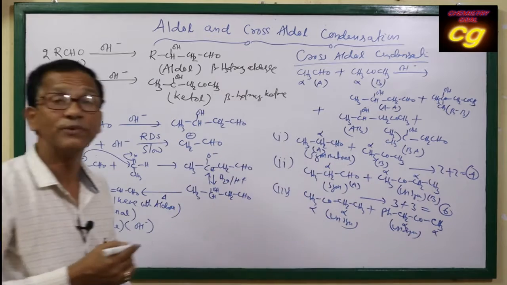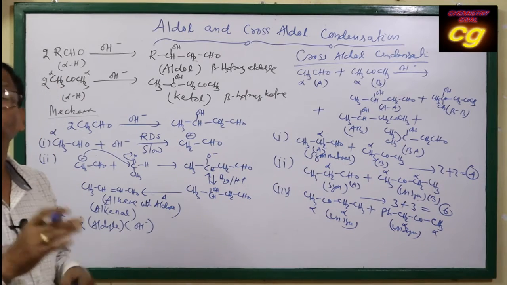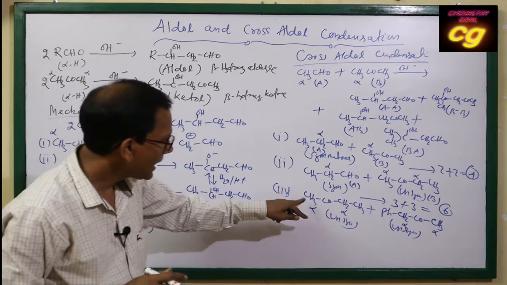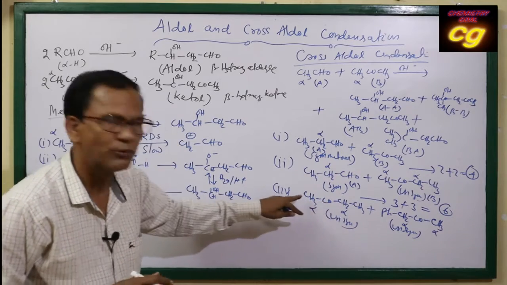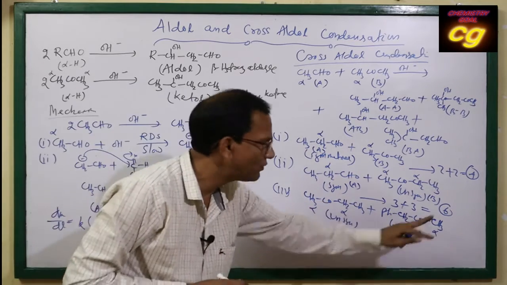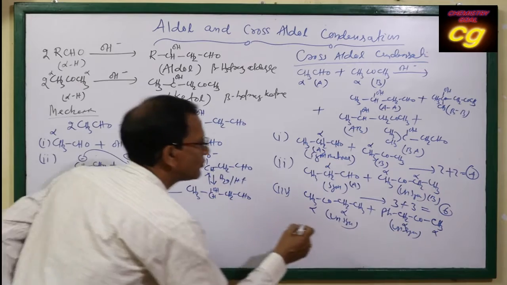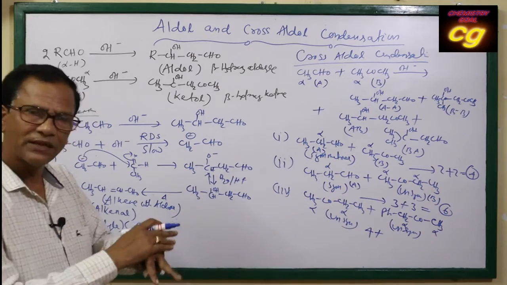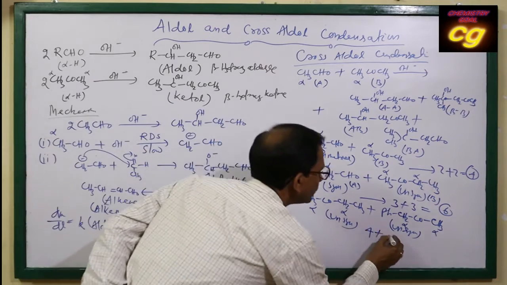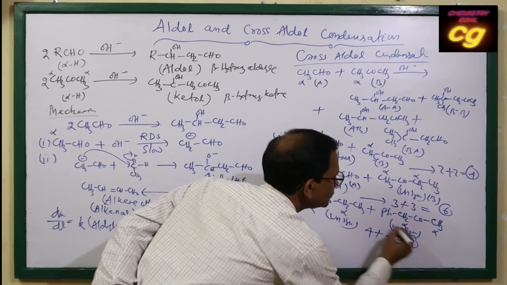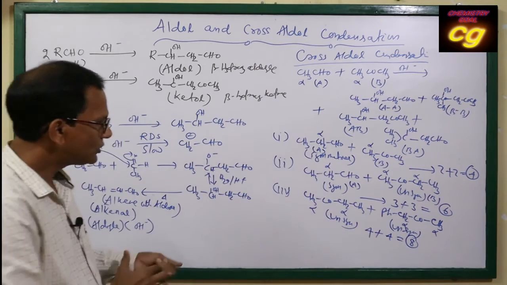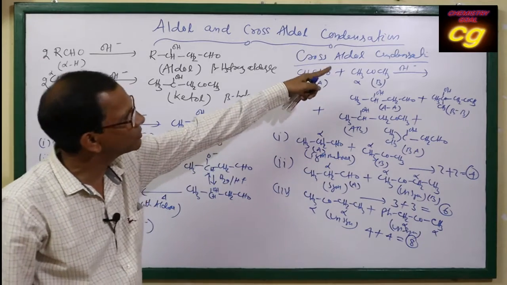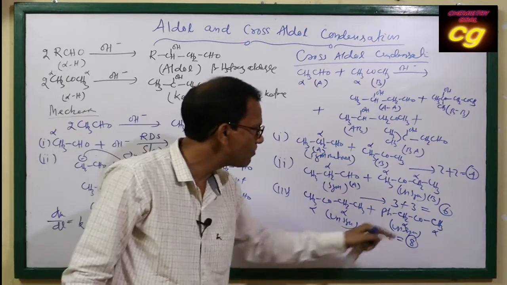When both are unsymmetrical, if you see, here there are 2 alpha carbon atoms, here also 2 alpha carbons, so self condensation product will be 4. Plus if both mix, the cross condensation product is also 4, result is 8. So it's very important: when both are unsymmetrical, total cross aldol condensation product will be 8.